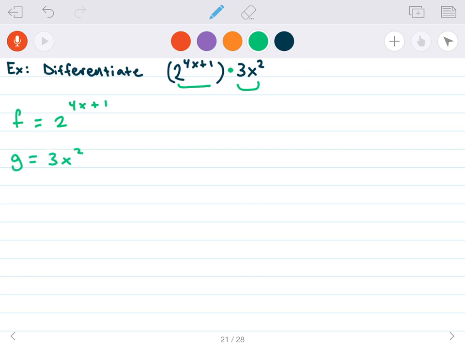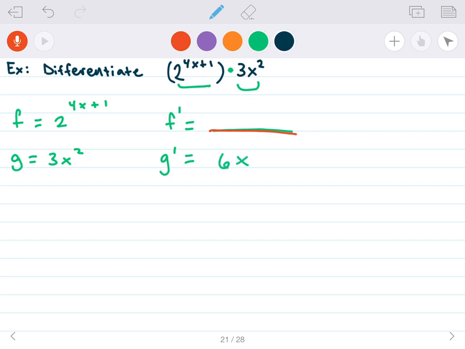Now to use the product rule, I need the functions and the derivatives. So for f prime, I'm going to have to do some scratch work because this appears to be a chain rule, right? I can't use the power rule here because of that variable in the exponent. So I have to use a chain rule. But I can find g prime pretty easily, which is good. G prime using the power rule is just 6x.